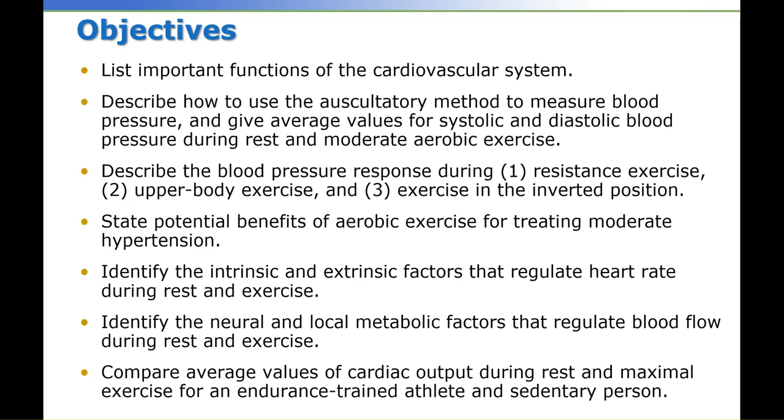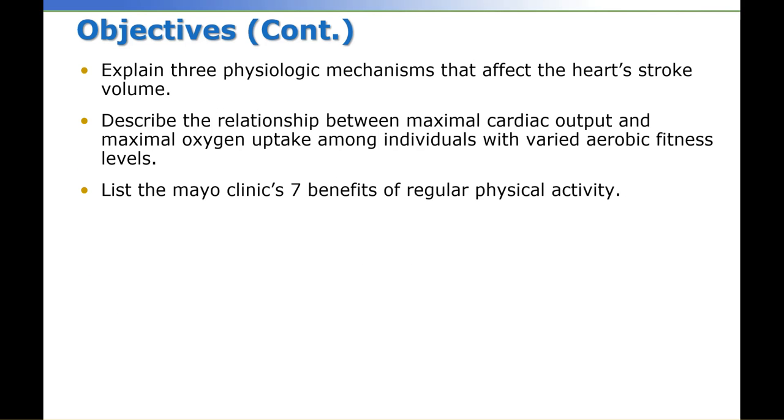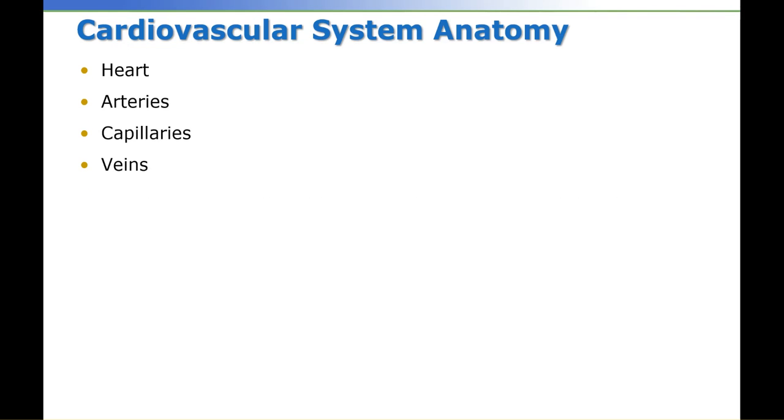Compare average values of cardiac output during rest and maximal exercise for an endurance trained athlete and sedentary person. Explain 3 physiologic mechanisms that affect the heart's stroke volume. Describe the relationship between maximal cardiac output and maximal oxygen uptake among individuals of varied aerobic fitness levels. List the Mayo Clinic's 7 benefits of regular physical activity.